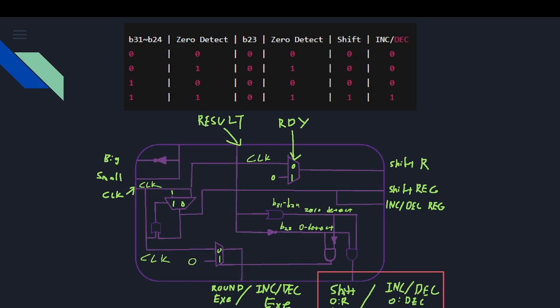So this table decides when the data path should perform an actual normalization shift. The shift and inc only activates in one case, which is when both the upper bits and B23 are detected as zeros. This means the mantissa is not normalized and needs correction. So in this case, the logic outputs shift 1 and inc equals 1. And in every other situation, both outputs remain 0, meaning the mantissa is already normalized.